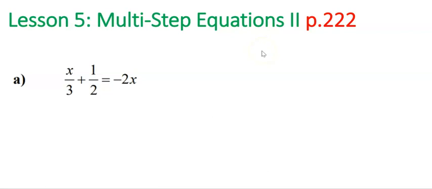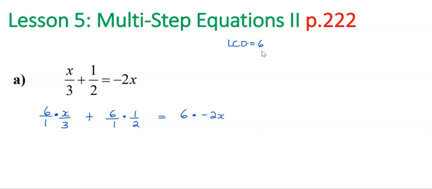All right, we see we have fractions here. We want to clear them, so our first step is to find the lowest common denominator between 3 and 2, that's 6. So we're going to be multiplying each and every term by 6. 6 over 1 times x over 3, plus 6 over 1 times a half, equals 6 times negative 2x.